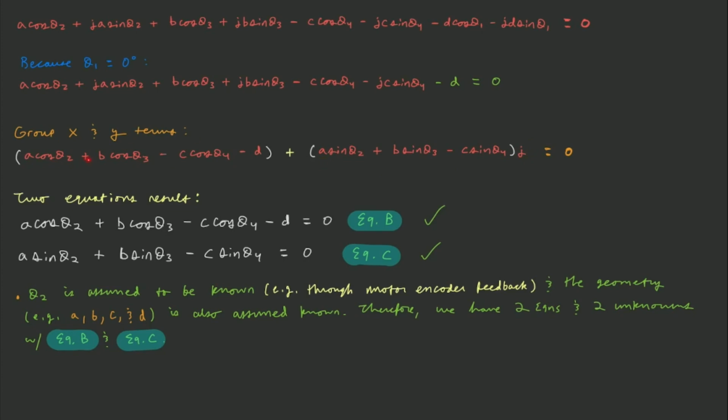So we have this summation with no j, plus this summation with a j: x components, y components. Again, this is from the vector loop equation, so this sum is still equal to 0. Now, two equations result from this. Essentially, this is one big vector component in x, and this is one big vector component in y, and these two vector components, when added together, are equal to 0.